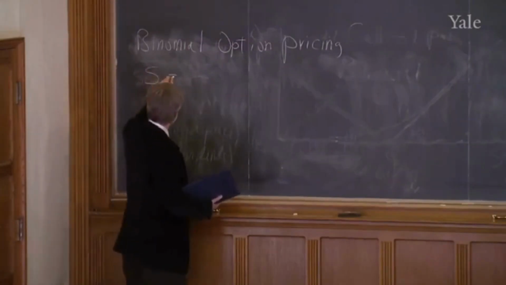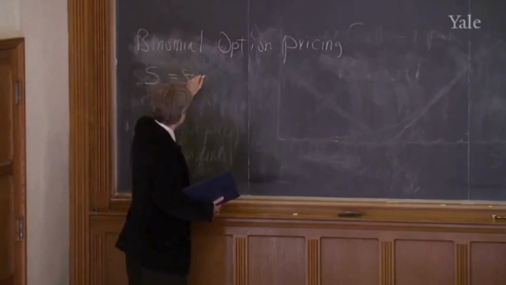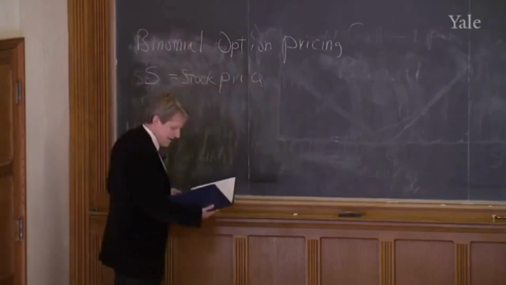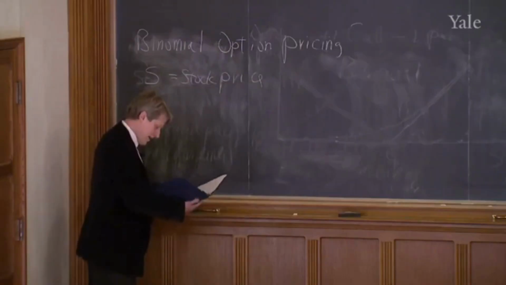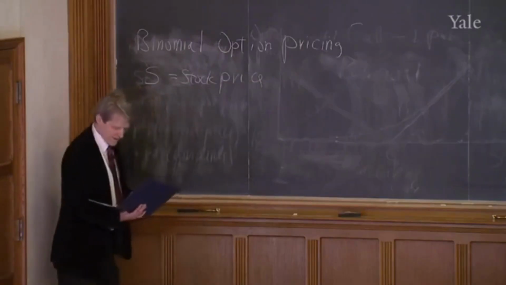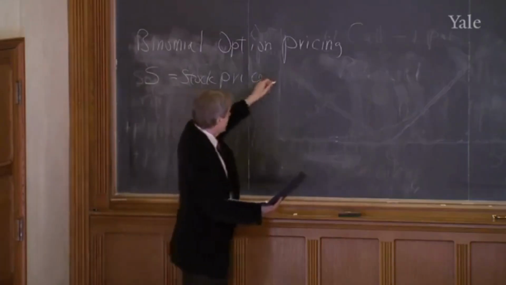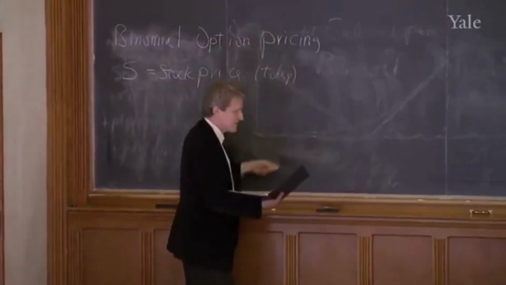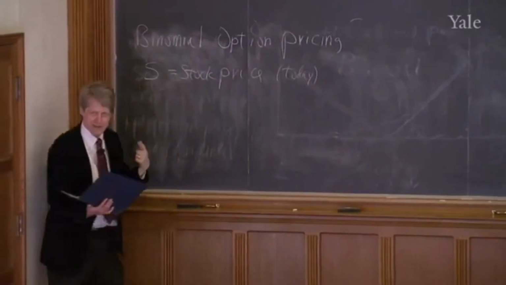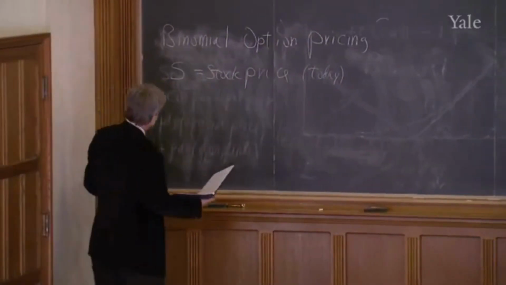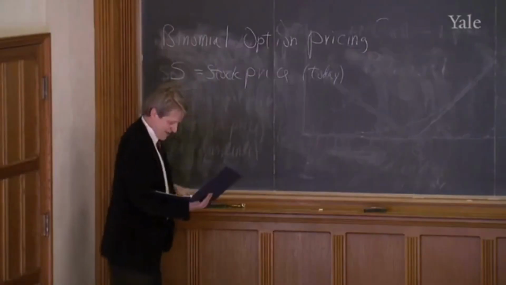I'm going to use S as the stock price. And I'm going to assume that the stock price, that's today. And this is also a simple world in that there's only one day. The option expires tomorrow. There's only one more price we're going to see. So the stock is either going to go up or down.